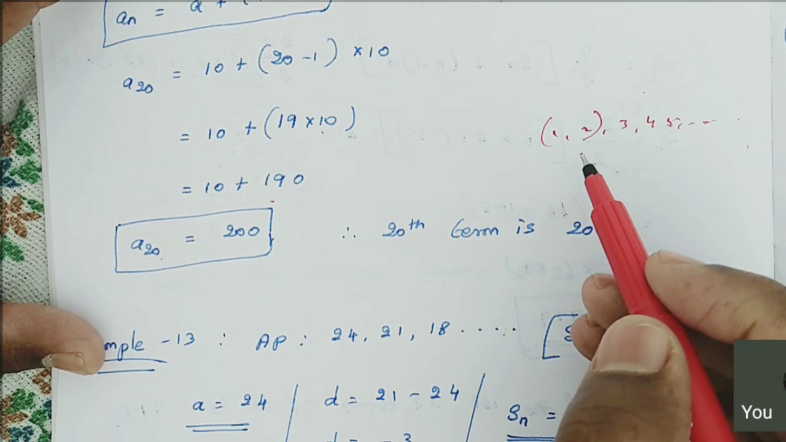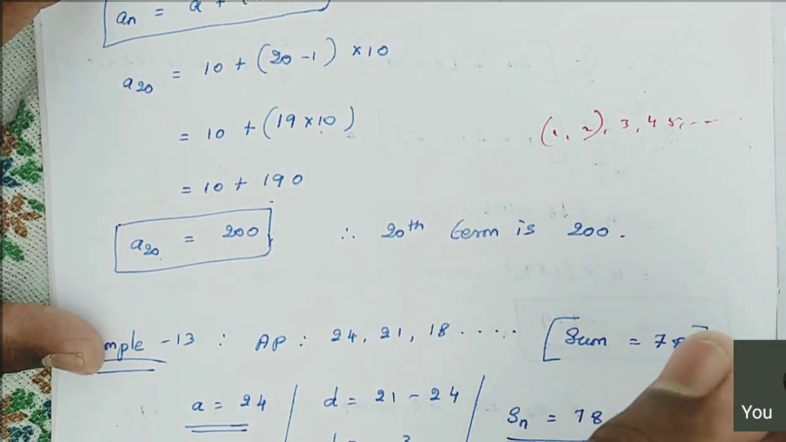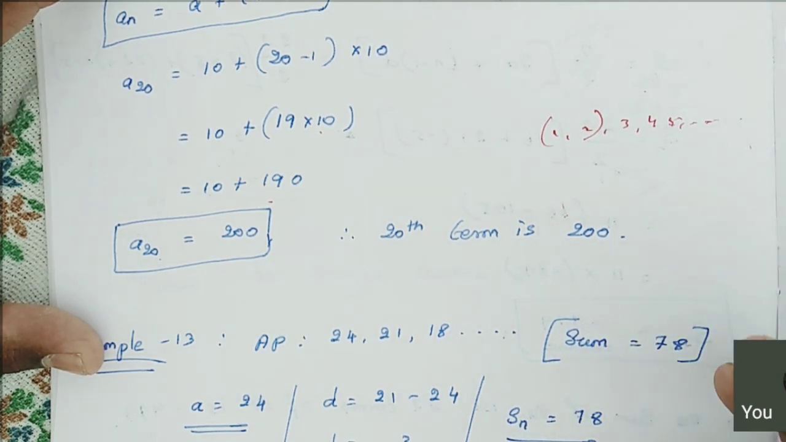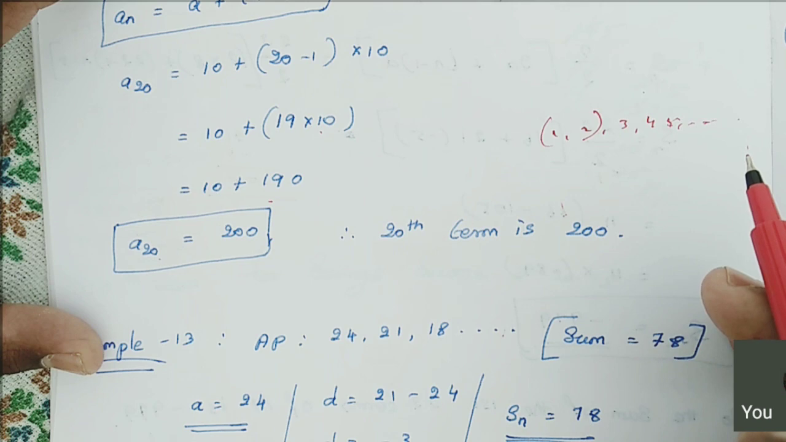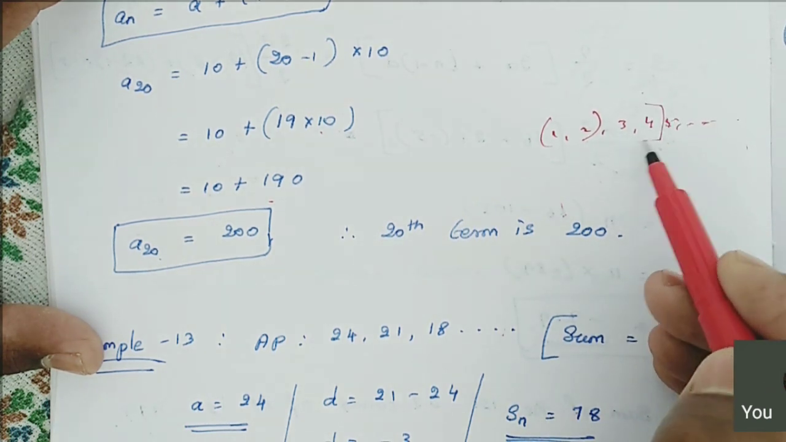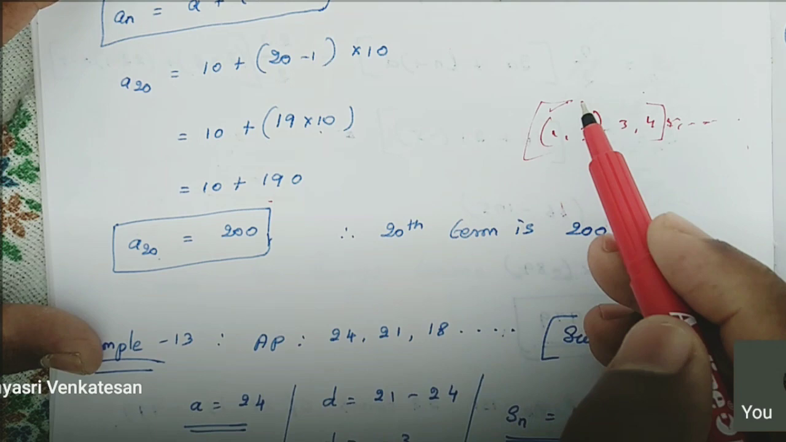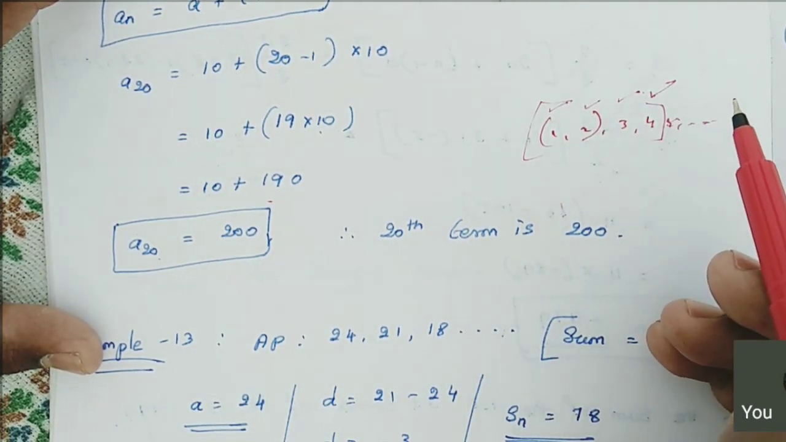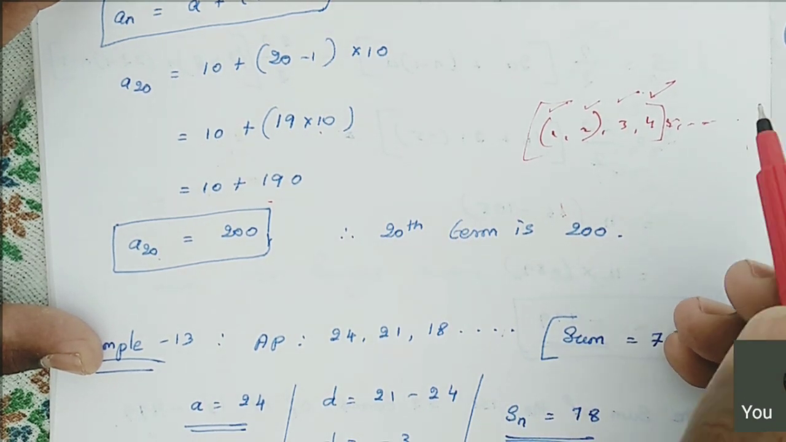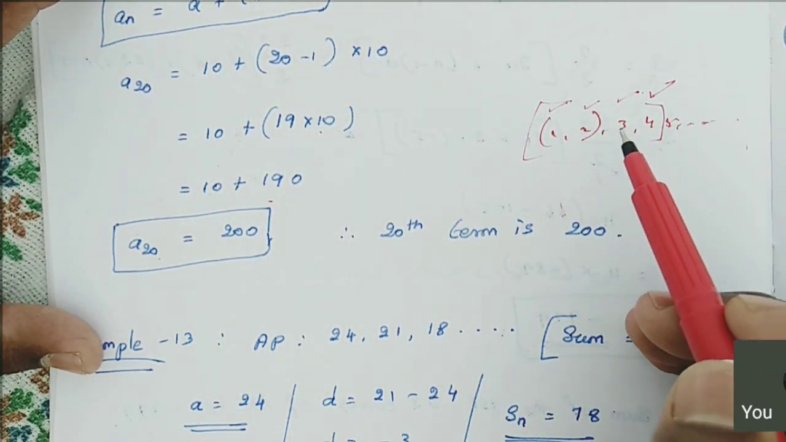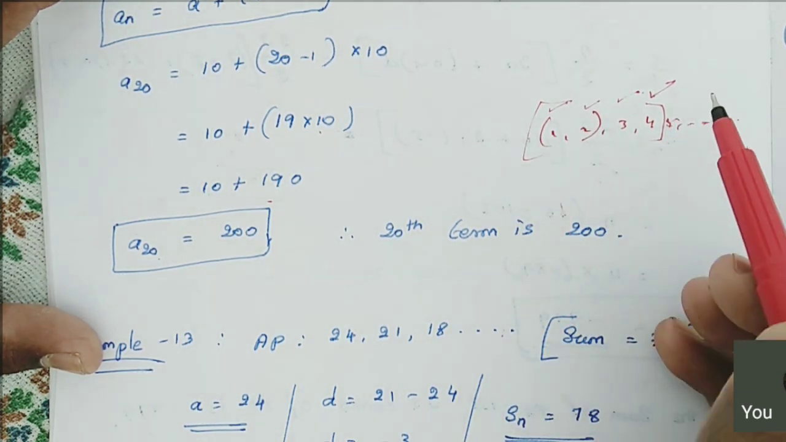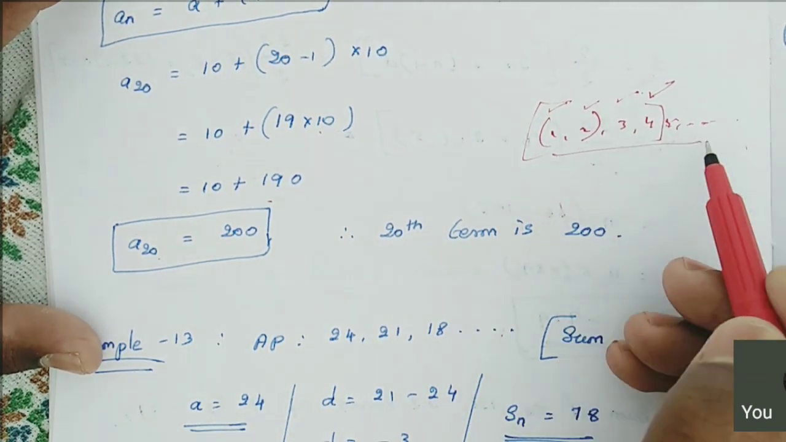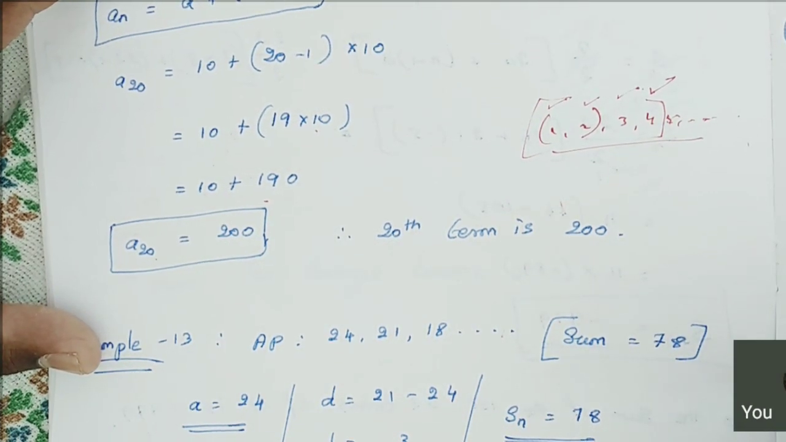Next, how many terms must be taken from this AP so that I get the sum 10? First 4 terms. Very good. So 1 plus 2 is 3, 3 plus 3 is 6, 6 plus 4 is 10. Very clear? Next, how many terms must be taken so that the sum will be 15? First 5 terms. Very good.